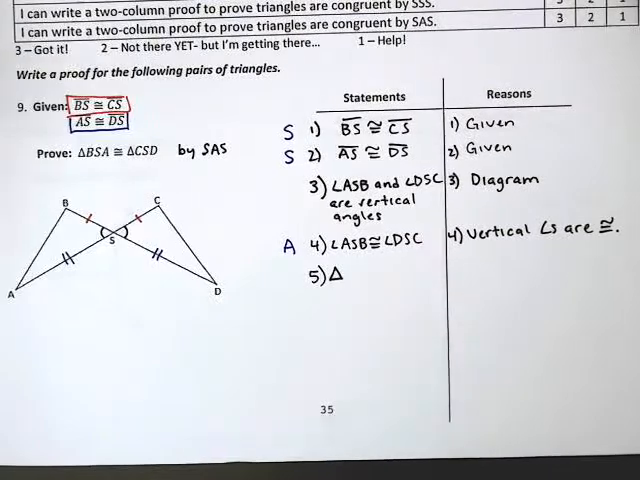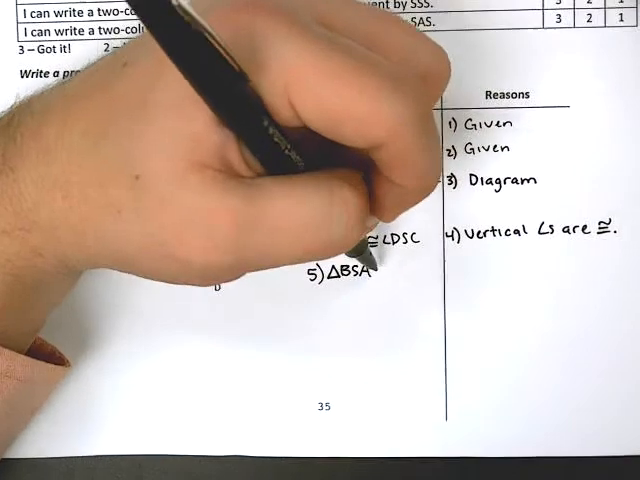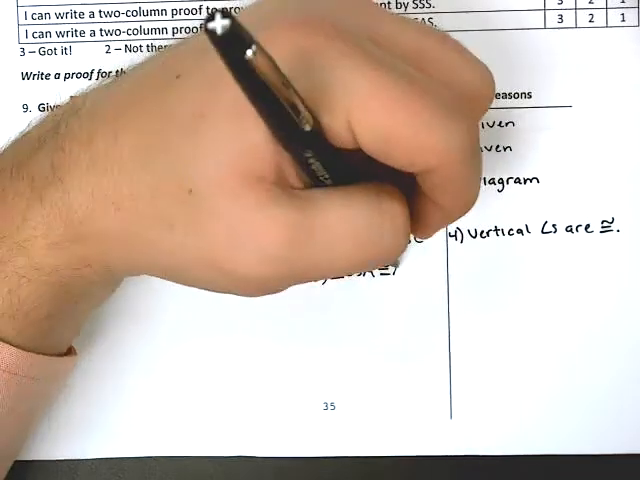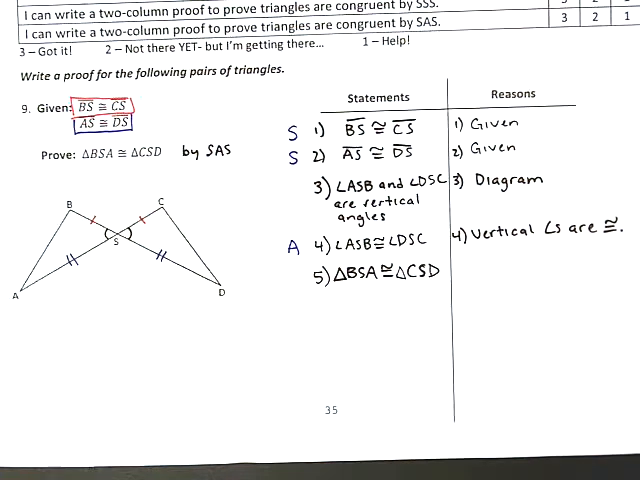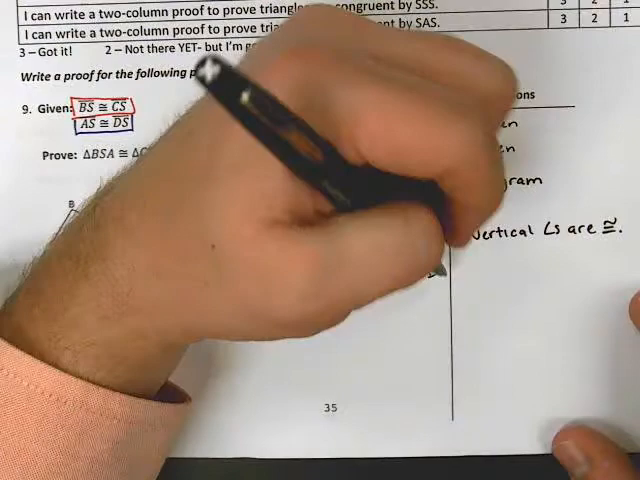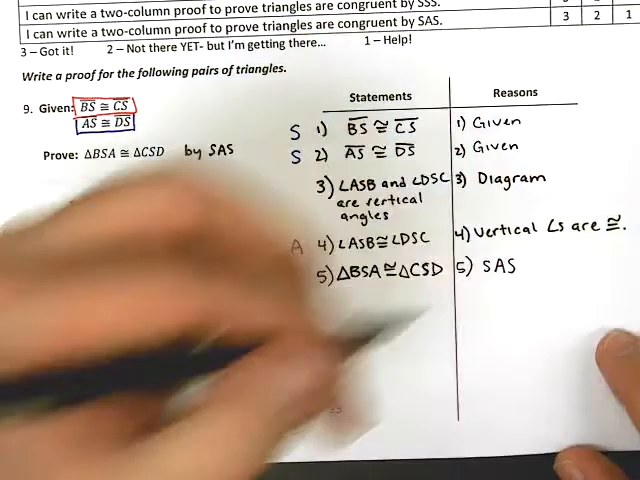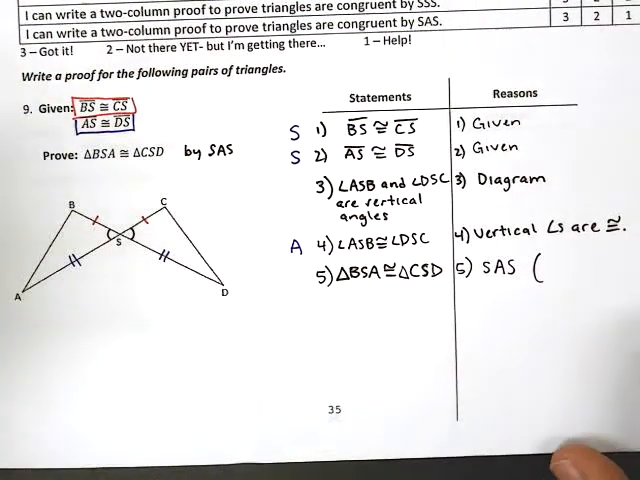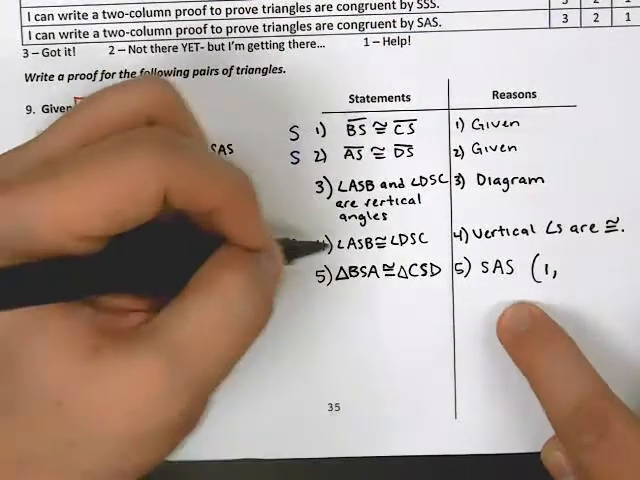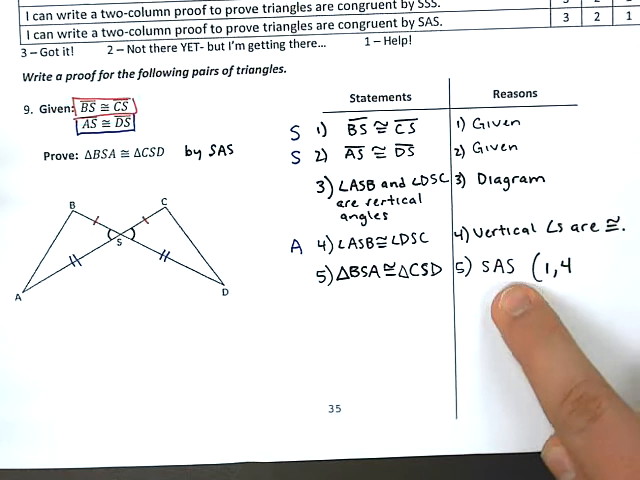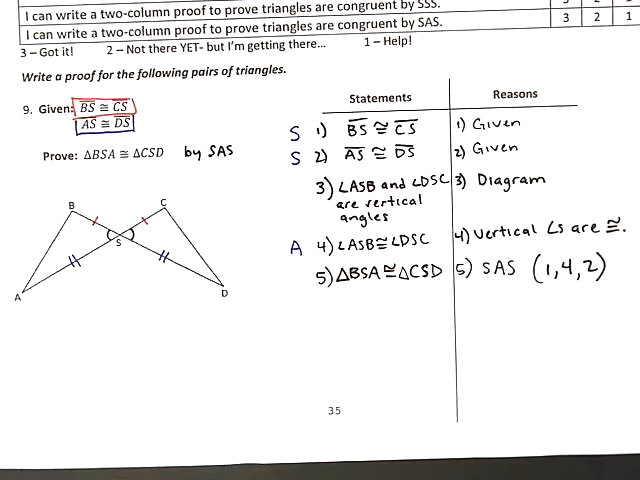and this is where you just write exactly what it asks. It says for triangle BSA to be congruent to triangle CSD. That is what they wanted you to prove. So now we know that that's true, and the reason is SAS. The last thing I would do is put the numbers of the statements that I used. So I used a side, so 1, and then I used the angle, which was statement 4, and then I used another side, which was statement 2. And I am done with this proof.